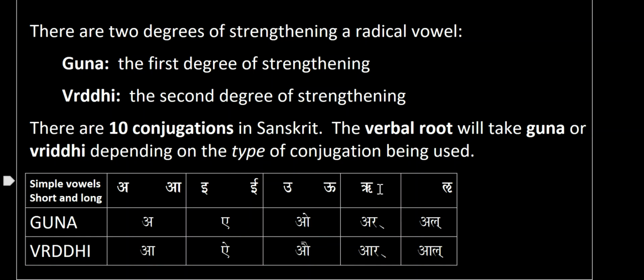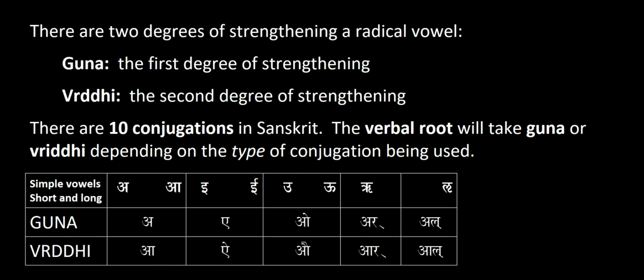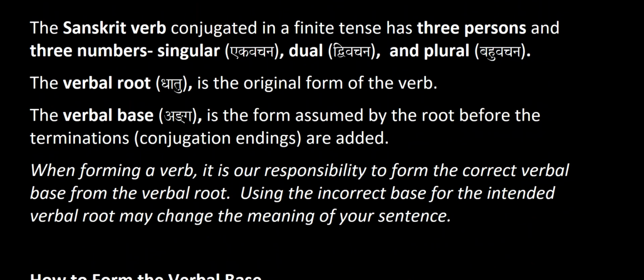If your root has a ri, when you're creating your verbal base, that ri would change into either an ar or an ār. If your verbal root has a lri, the lri is either going to change into an al in your verbal base, or it's going to change into an āl. This may not make sense to you right now, and it might make more sense once we go into the next video and we actually start going into the first conjugation.